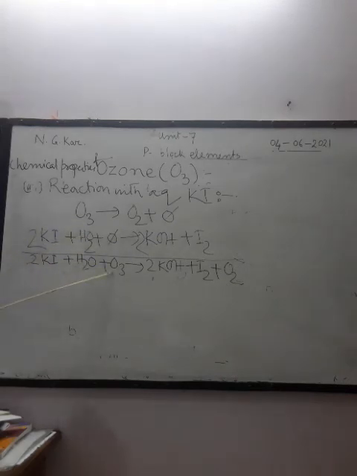So this is the left side. Right side: 2 KOH, I2 and O2, and the atomic oxygen cancels. So this is the overall reaction. So ozone oxidizes aqueous potassium iodide to iodine. So this is our second reaction.